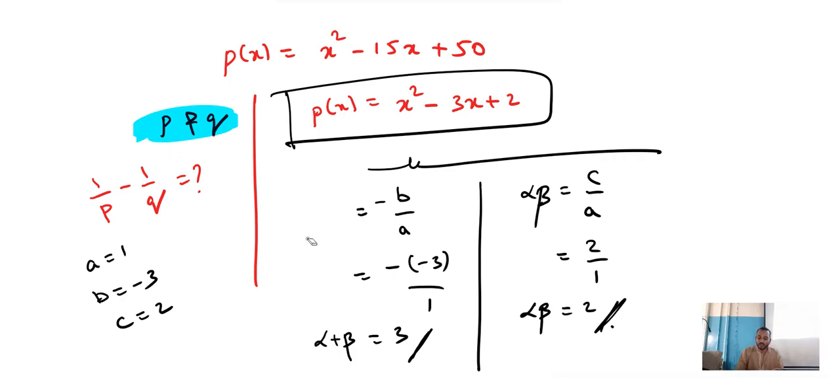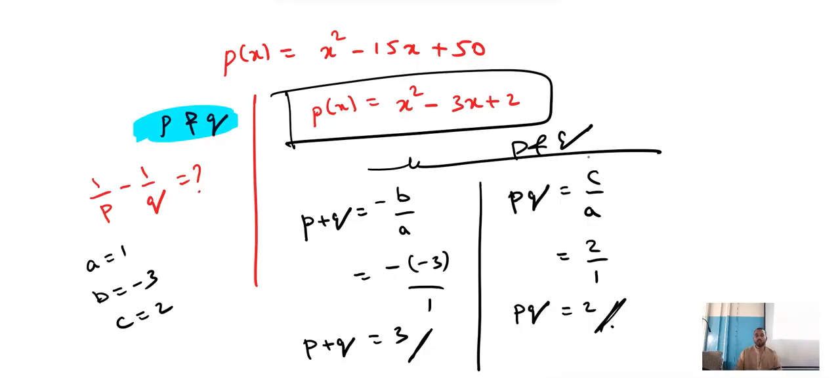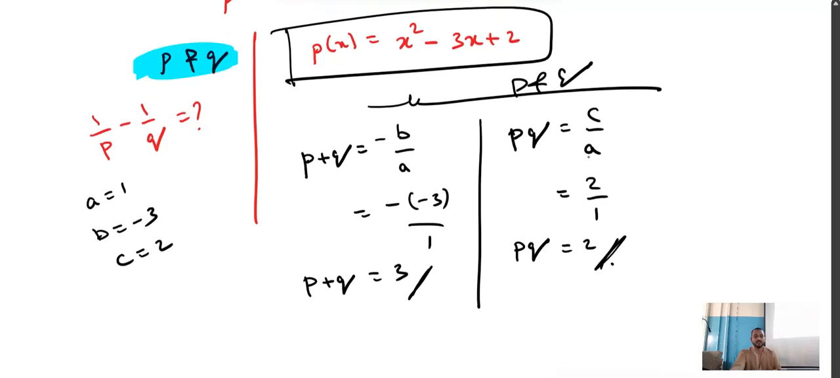Here what should we do? Here what do we have to take? Yes, you should say let P and Q be the zeros, not alpha and beta. Be careful. Look at the zeros, what name they have given, the same name you should use. Here we should say P plus Q, sum of its zeros. Here you should say P into Q, that is product of zeros. Understood?